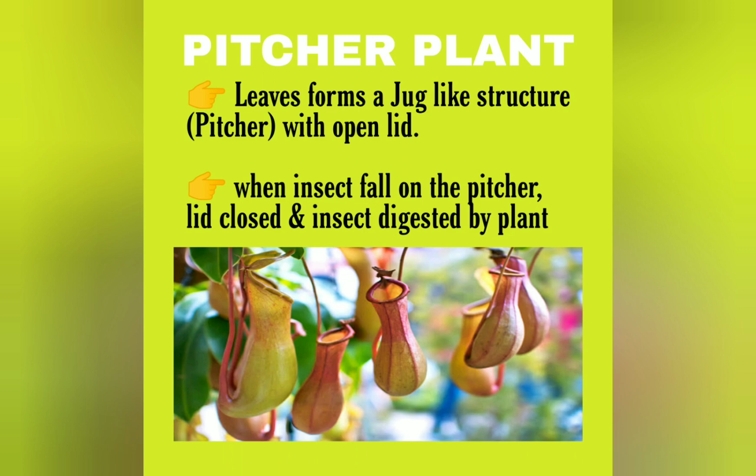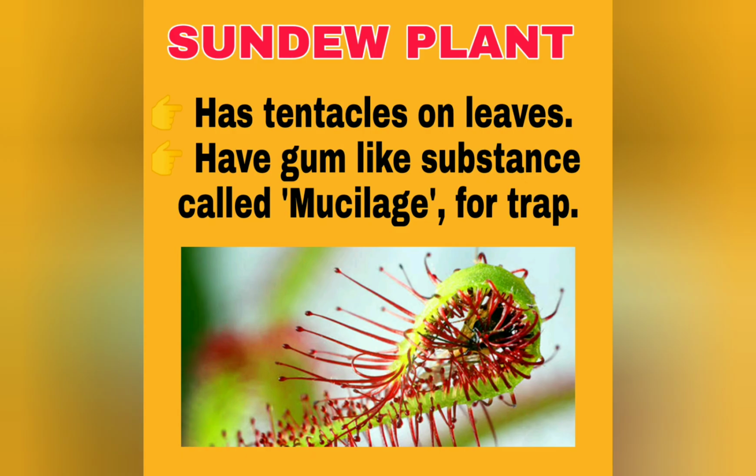One is the pitcher plant. Its leaves appear like a jug or pitcher with an open lid. As the insect sits on the pitcher, the lid closes and the insect is trapped by the plant. Next is the Sundew plant, which has tentacles on its leaves. It has a gum-like substance, that is mucilage, on leaves for trapping insects.